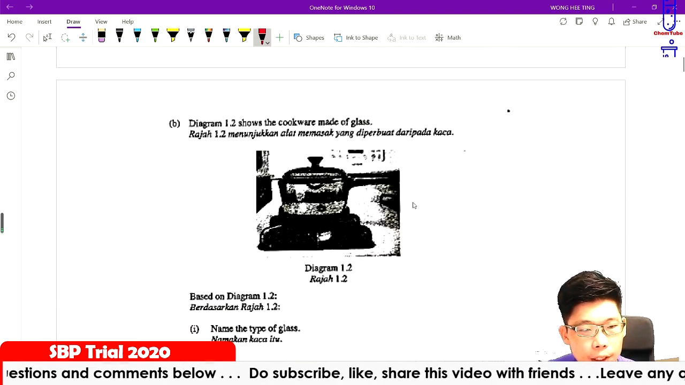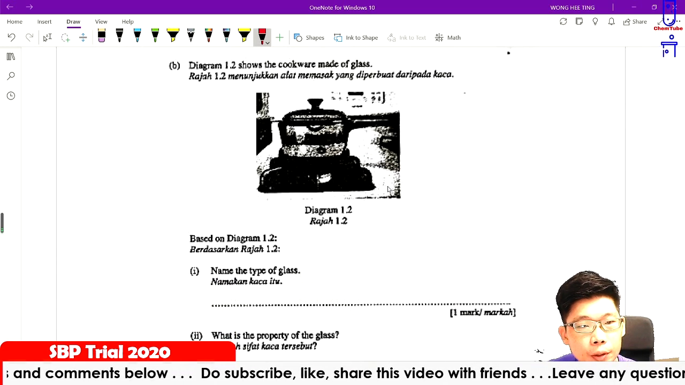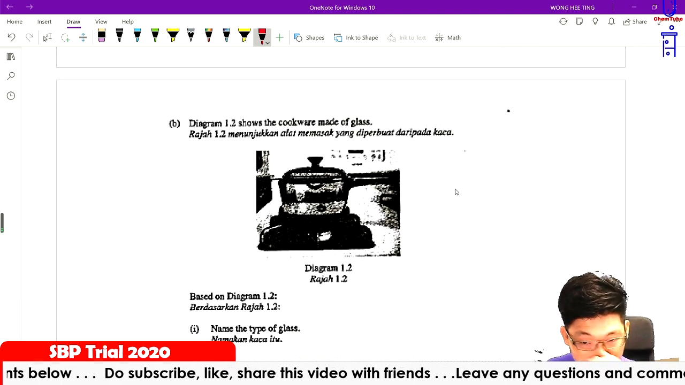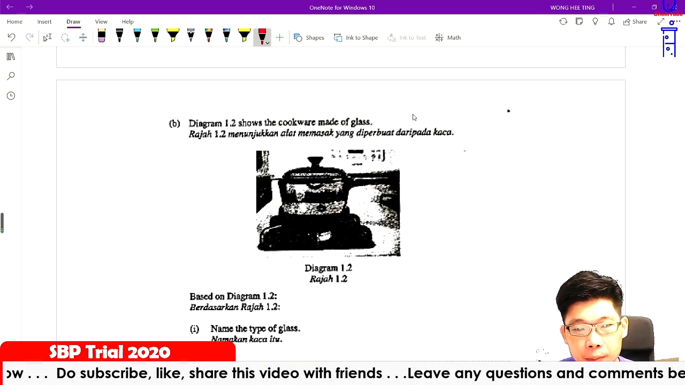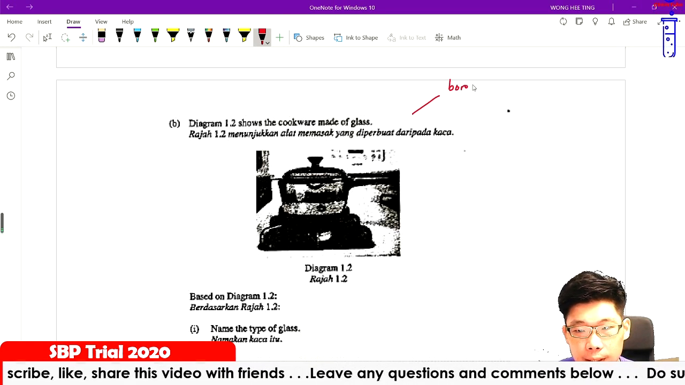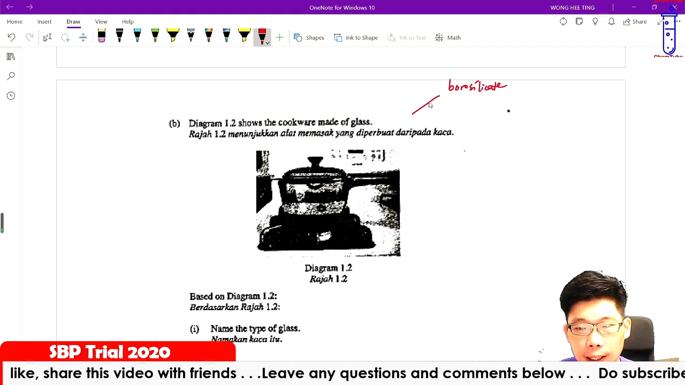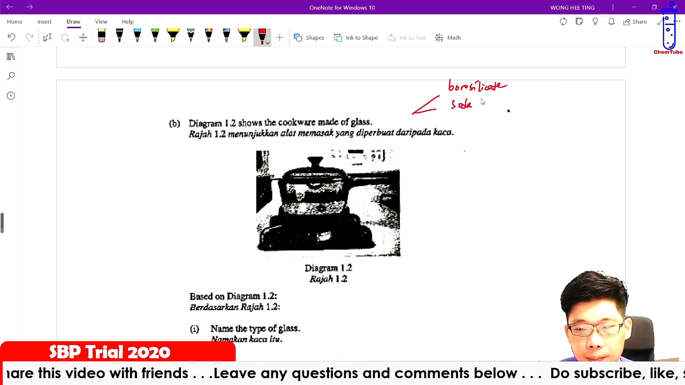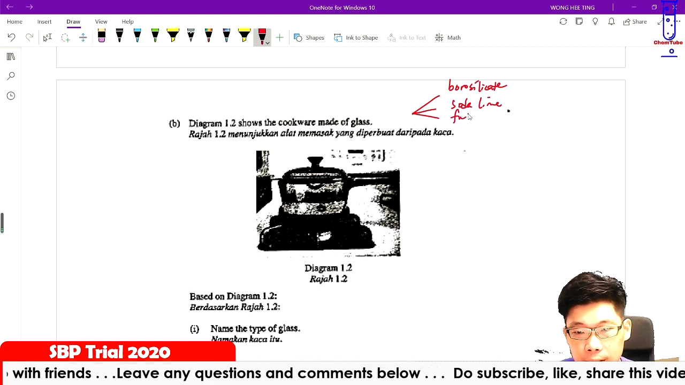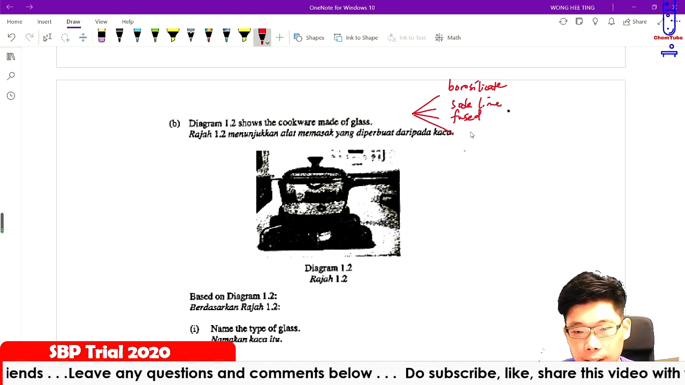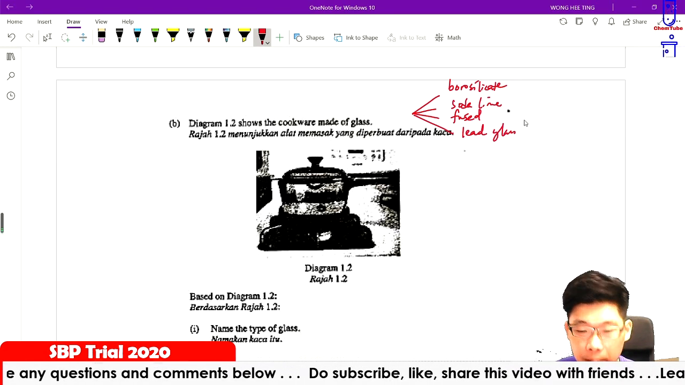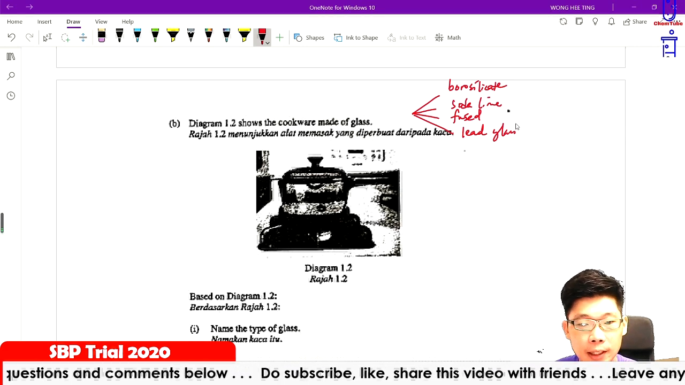Now next question. Diagram shows the cookware made from the glass. Just a revision. There are 4 types of glasses here. Number 1 is called borosilicate glass, 2 soda lime glass, and then fused glass, and then finally the lead glass. There are 4 types of glasses in the SPM syllabus.